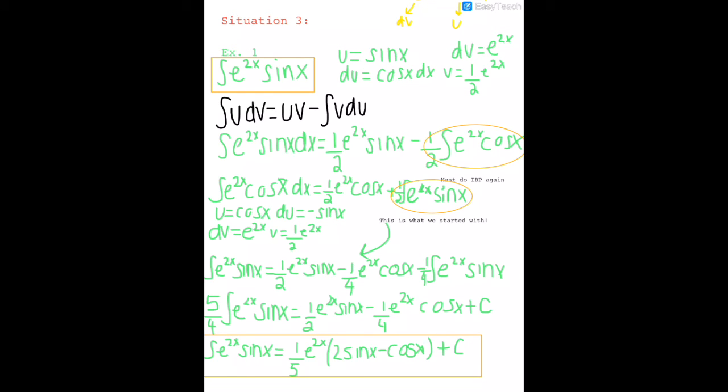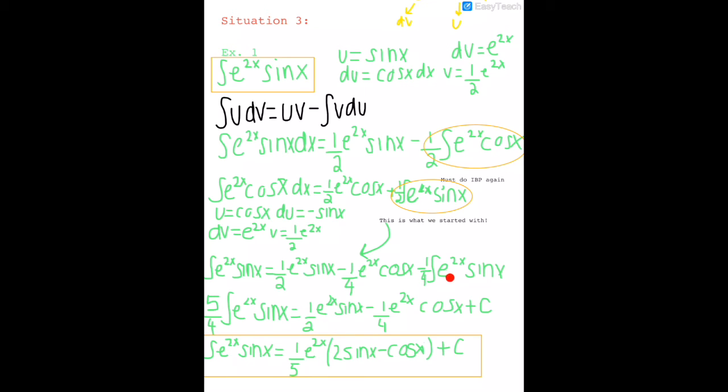So for this situation, u equals cos x, du equals negative sine x, dv equals e to the 2x, v equals 1/2 e to the 2x. And you plug everything in, and you get this answer over here. Then you plug this answer back into the original, and you get 1/2 e to the 2x sine x minus 1/4 e to the 2x cos x minus 1/4 the integral of e to the 2x sine x.